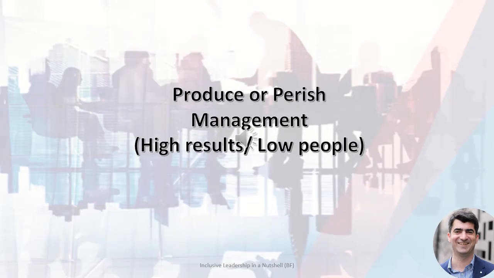The next management style is the produce or perish style. The produce or perish style is also called the dictatorial style. This type of manager believes that their team members are simply a means to an end. They are also known as authoritarian managers. This type of leader has a high focus on results and low focus on people.